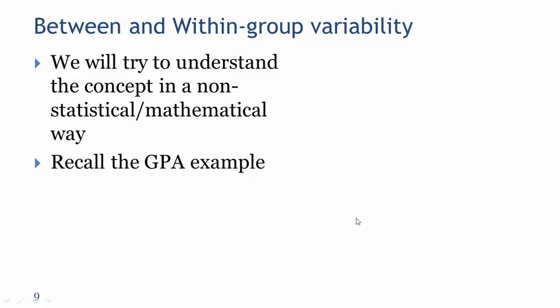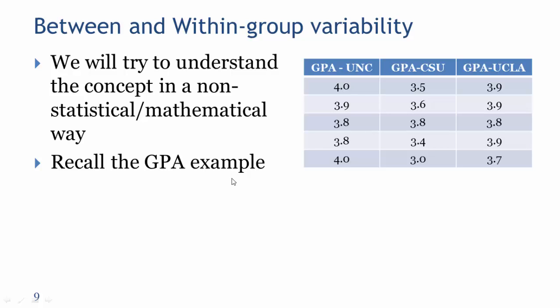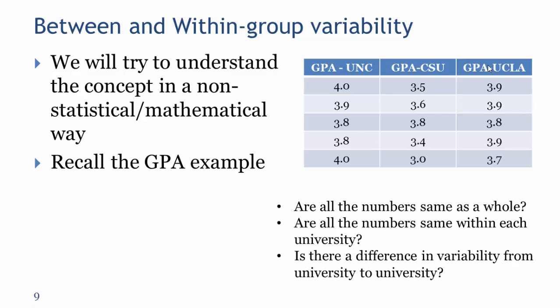All right, so again, recall the GPA example that we have three columns. We have three samples taken from each of these universities. A university is acting as a source of variation. We can see that. Now the question is, are all the numbers the same as a whole? We answered this question, no, right? They are different. Are all these numbers the same within each university? Within each university the numbers are different, so there is variability within each university as well as variability overall, right?